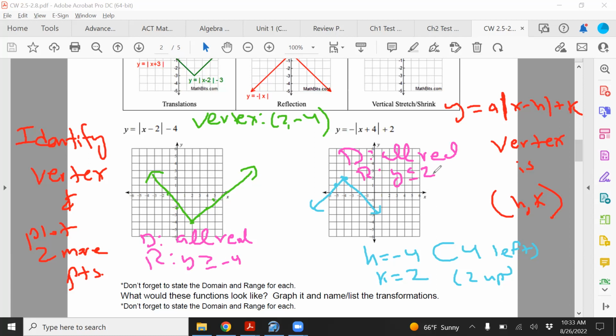The range is going to be the y coordinates that you get out. Just look at the graph. The lowest y coordinate is -4, and we're going up. The highest y coordinate is 2, we're going down. Domain is going to be for x. I got this mixed up. There are no restrictions for x.